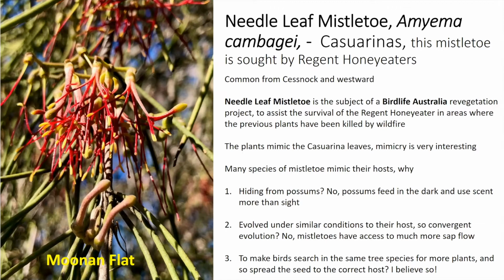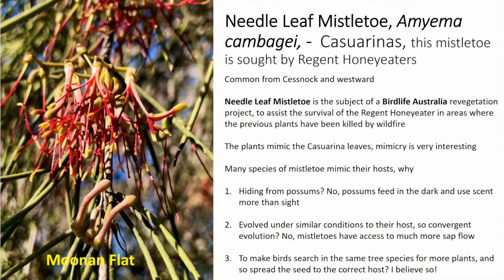And then other people said, well, if the Casuarina's got a needle leaf because evolution's decided that's the best leaf for that environment, obviously mistletoes will have the same leaf. But then someone else realised, no, mistletoes have all this extra moisture available, so there's no need for them to have a needle leaf.